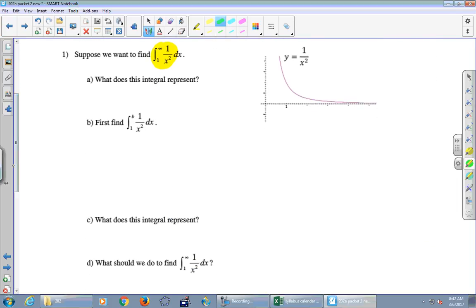All right, let's give this a shot. Suppose we want to find this integral from 1 to infinity of 1 over x squared dx. Part A, what does this integral represent? Here's the graph of y equals 1 over x squared. We know the definite integrals represent area, so let's shade in that area from where to where? From 1 to forever to the right. So this area is what we are trying to find.